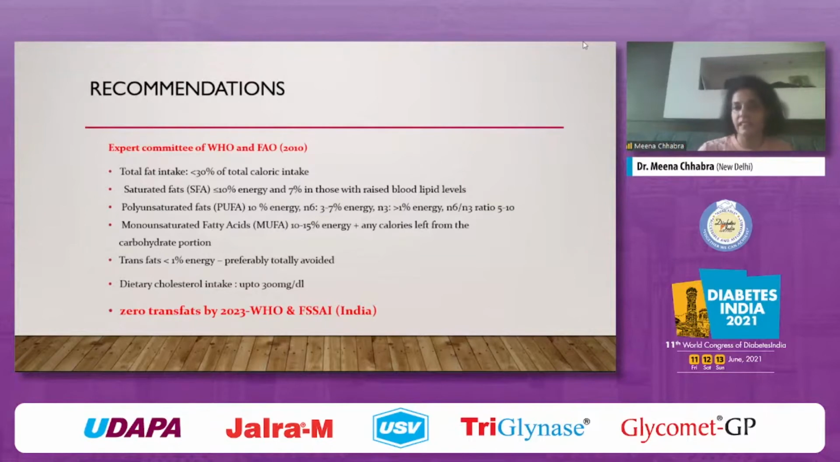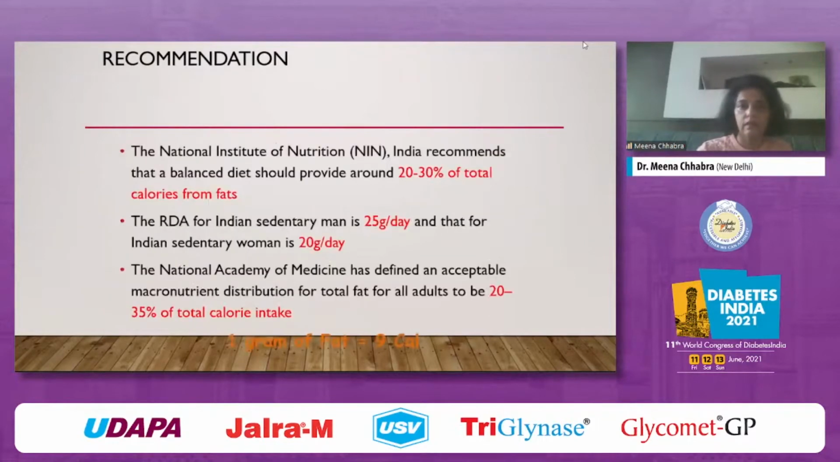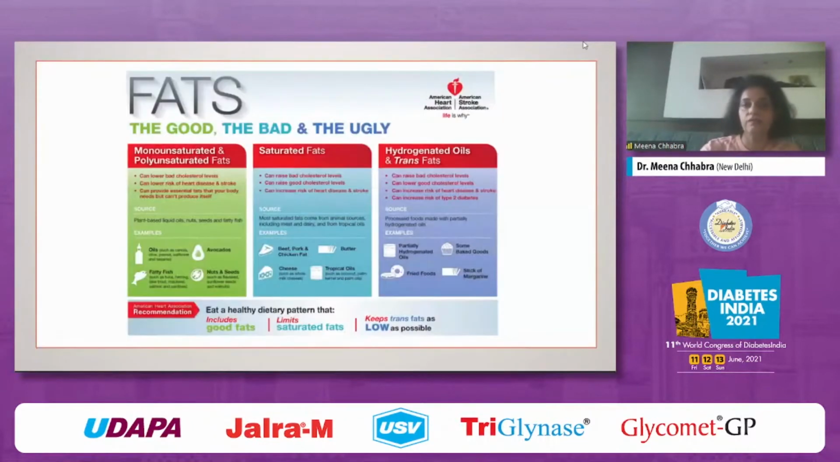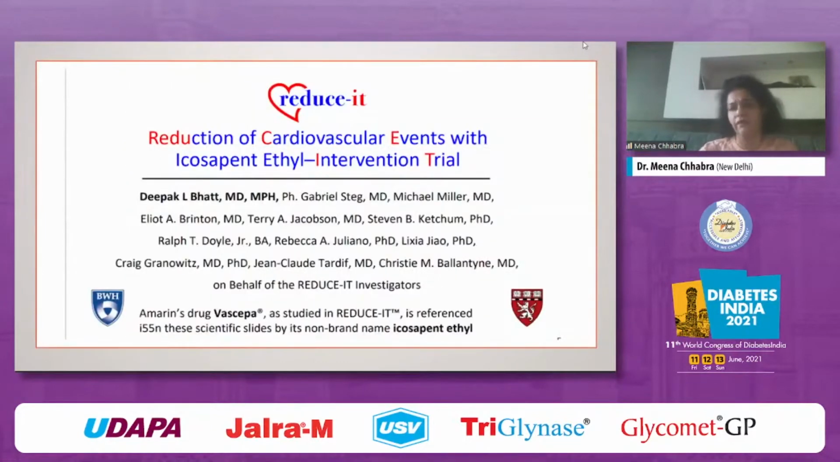Now, trans fats less than 1%, and the National Institute of Nutrition recommends this same thing, with 20 to 30% of total calories from fats. Recent studies have shown that in addition to the absolute amount of omega-6 and omega-3, the omega-6 to omega-3 ratio plays an important role in the development of obesity. So if we can increase the intake of EPA and DHA, you can actually decrease the obesity epidemic. Now, we have good fats, bad fats, and ugly fats. The ugly fats are definitely the trans fats.